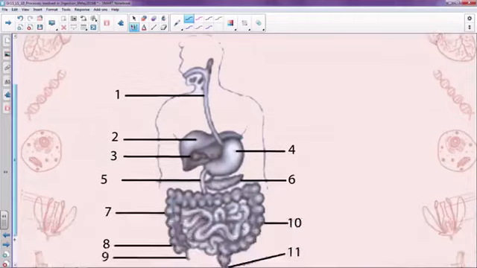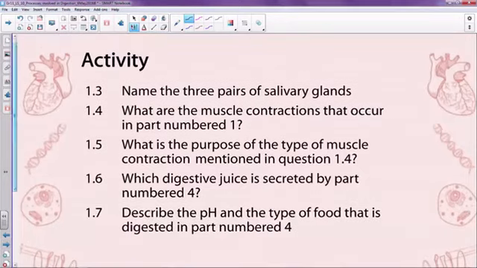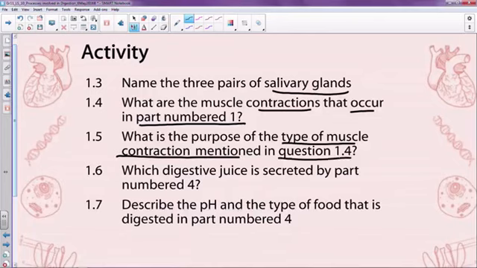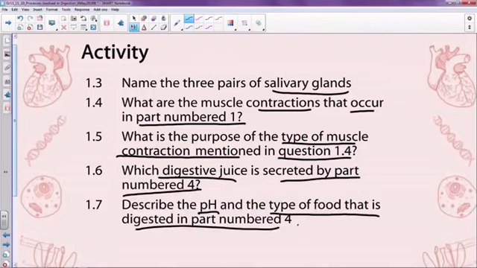Let's look at more questions on this diagram. 1.3. Name the 3 pairs of salivary glands. Number 1.4. What are the muscle contractions that occur in part number 1? 1.5. What is the purpose of this type of muscle contraction mentioned in question 1.4? 1.6. Which digestive juice is secreted by part numbered 4? 1.7. Describe the pH and the type of food that is digested in part number 4.